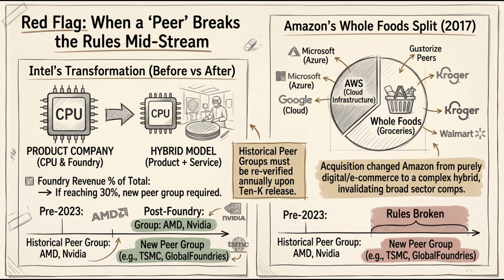Similarly, Amazon's acquisition of Whole Foods forced analysts to split the company into AWS and retail, each requiring different peers. Always re-verify your peer groups annually when the new 10K is released. A static peer group is a recipe for outdated, inaccurate analysis.